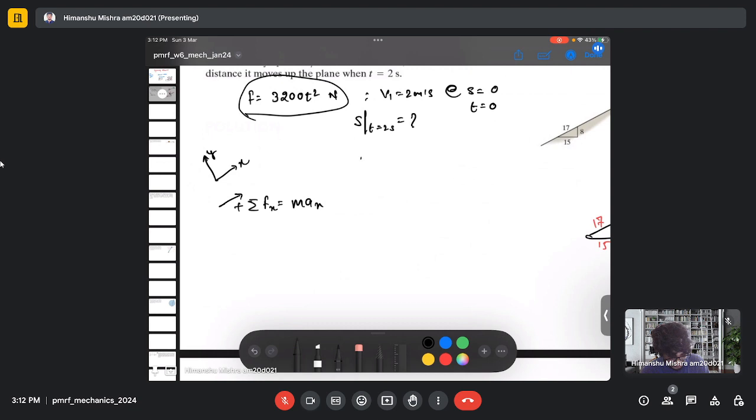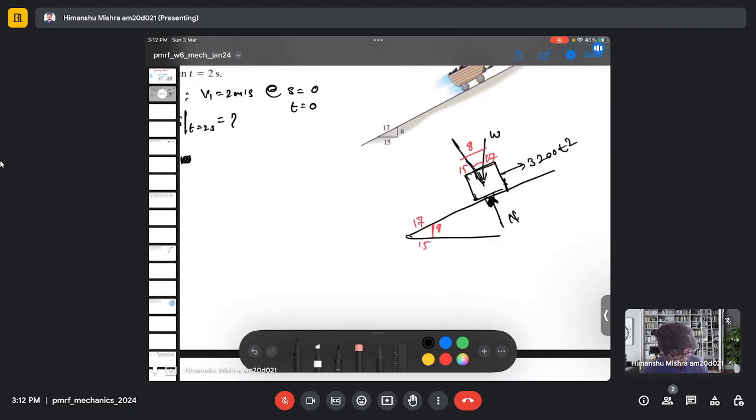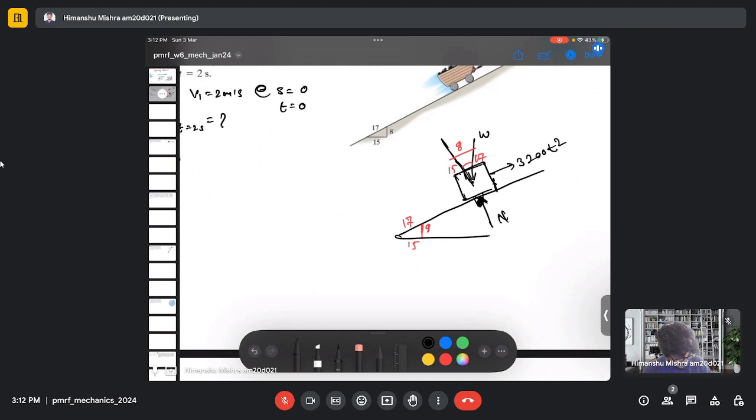Let's say, okay, I will come to this later. So if I do the force balance analysis in the x direction, and this is x, and this is y, I have 3200 T squared. I have the component of this weight.